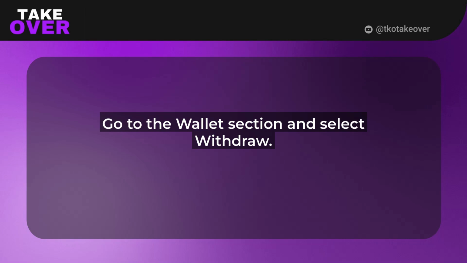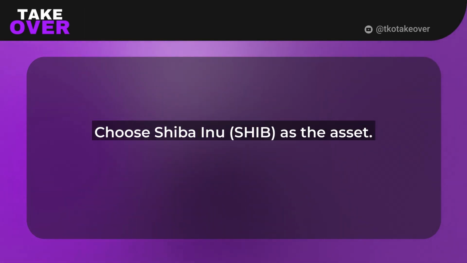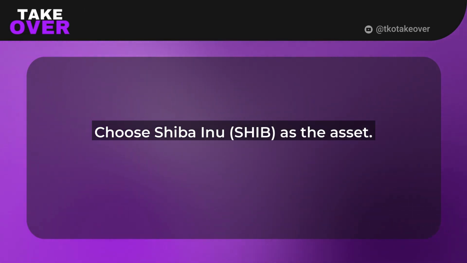First things first, make sure you have accounts set up on both Binance and Kucoin, and that you have some SHIB in your Binance wallet. Start by logging into your Binance account. Once you're in, head over to the Wallet section, then select Withdraw. This is where the magic begins.